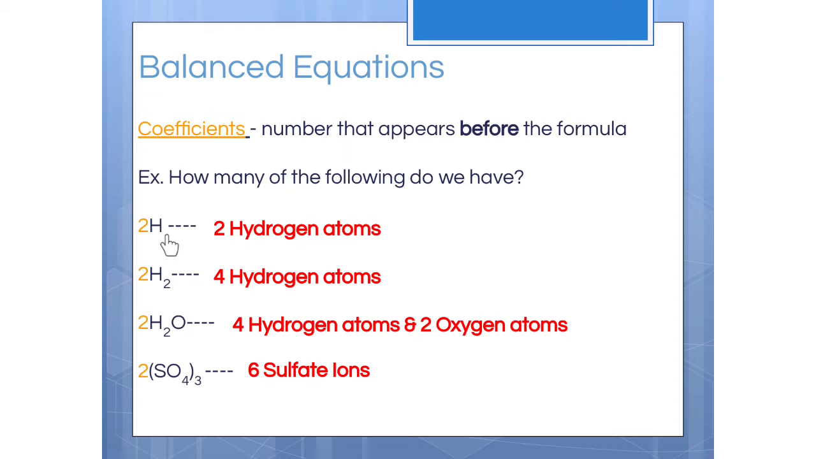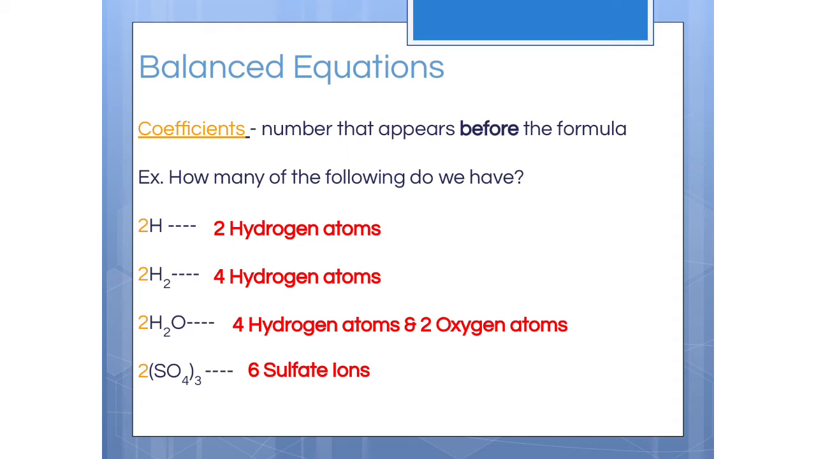So here, 2 times 1 tells us there are 2 hydrogen atoms. Here, 2 times the 2 down here tells us now we have 4 hydrogen atoms. The 2 times this 2 down here tells us we have 4 hydrogen atoms, but it also multiplies by the 1 on the oxygen. So we also have 2 oxygen atoms. So these coefficients don't just multiply by the first element, they multiply by everything inside that compound, okay? And then another compound will have its own coefficient.